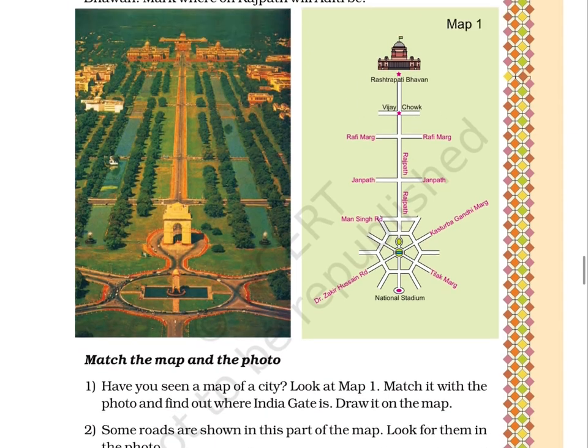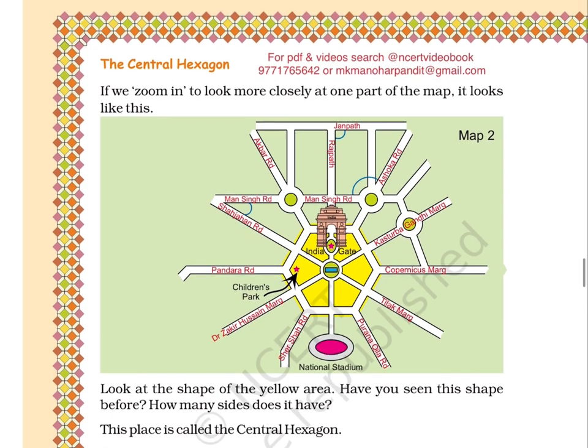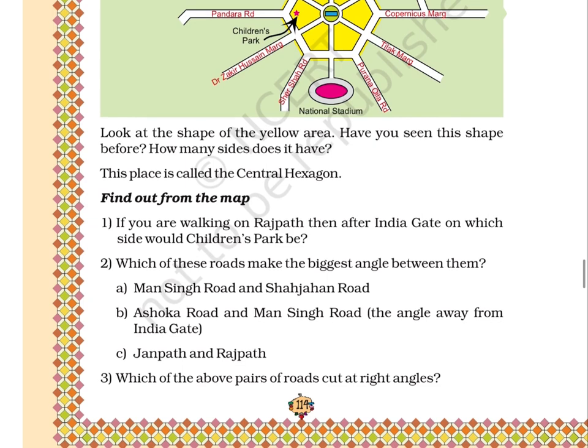Page 114. The central hexagon. If we zoom in to look more closely at one part of the map, it looks like this. Below this is a picture of a zoomed-in part of the map. This is titled Map 2. Look at the shape of the yellow area. Have you seen this shape before? How many sides does it have? This place is called the central hexagon.